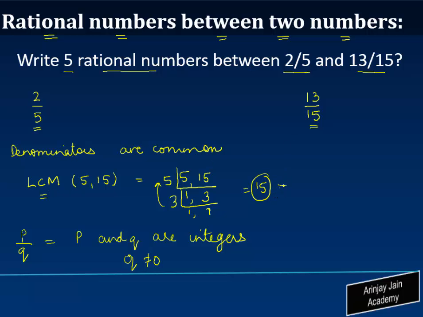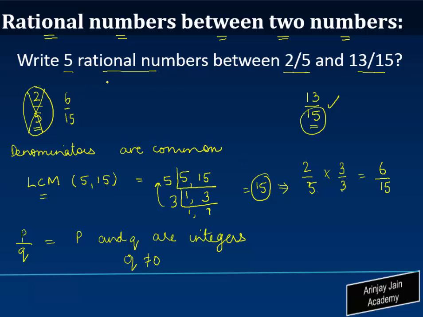The next step, we convert these given fractions in such a form that they can be written with the denominator as 15. So we will multiply this by 3 by 3. Why? Because 5 times 3 gives you 15 and 2 times 3 gives you 6. So in other words, 2 by 5 can be written as 6 by 15. Similarly, we need to convert the second number so that the denominator becomes 15. But in this case, this is already 15, right?